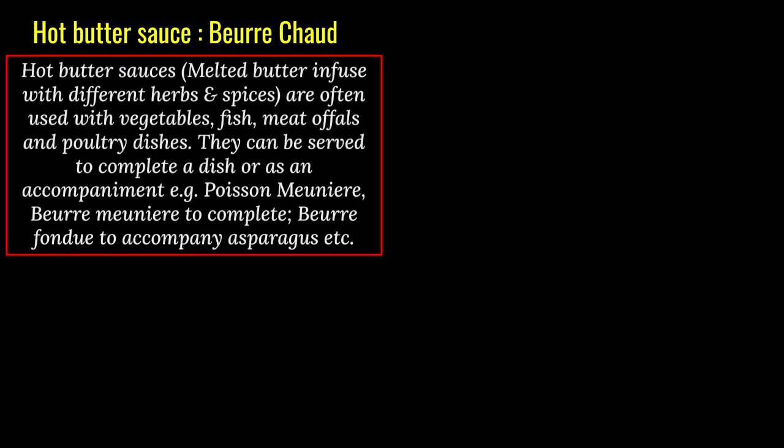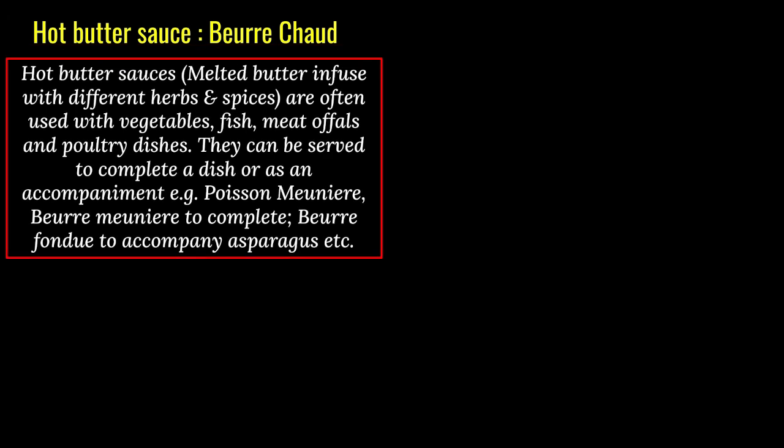Hot butter sauce and pure shaw. Another butter, hot butter sauce. Hot butter sauce, we have seen the frozen butter. Hot butter sauce is a melted butter infused with different herbs and spices. Often used with vegetables, fish, meat, offals, and poultry dishes. They can be served to complete the dish or as an accompaniment, as for example, poisson meunier, beurre meunier to complete, beurre fondue to accompany the asparagus, etc.